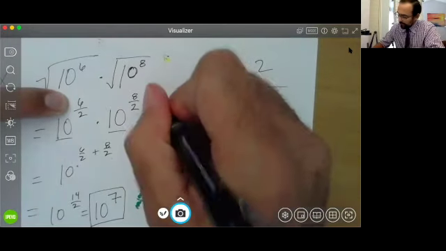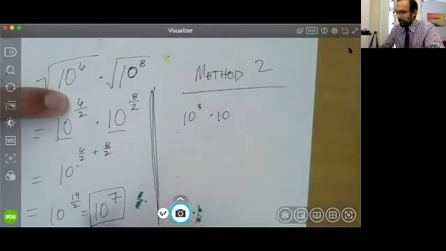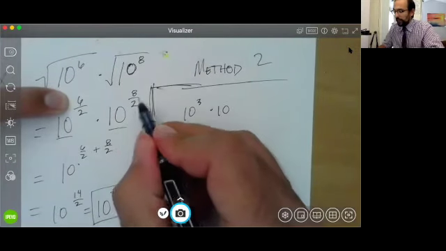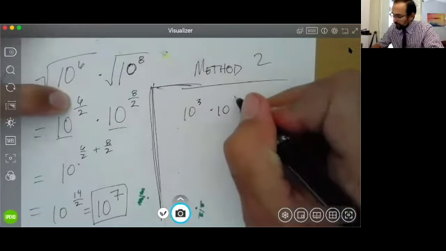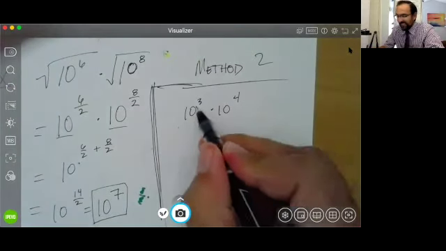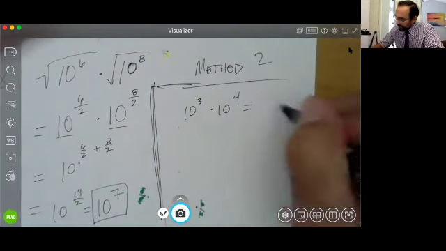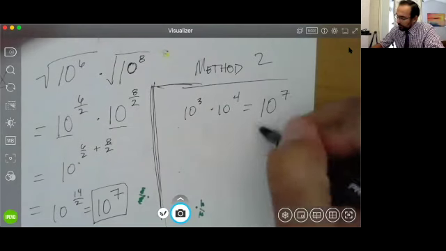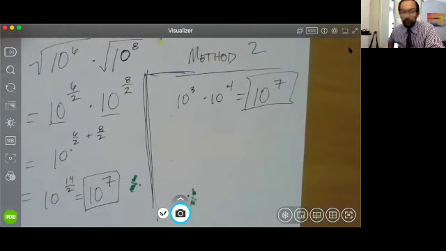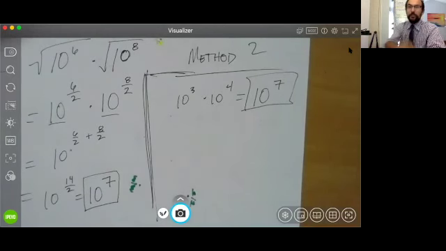3. Let me go ahead and draw a line here to indicate that I'm trying a different method now. And then 8 over 2 simplifies to give me 4. So now all I got to do is add these two exponents since I'm multiplying, and I get 10 to the power of 7. Bam. Work smarter, not harder, y'all. I got the same answer. This one took me 3 fewer steps.